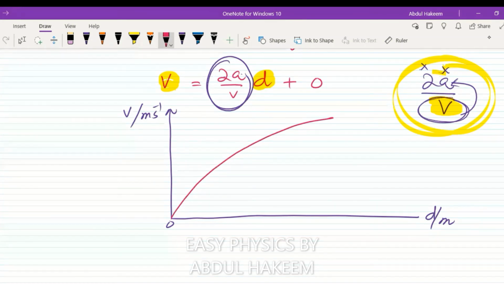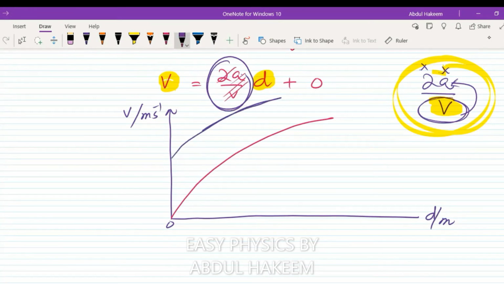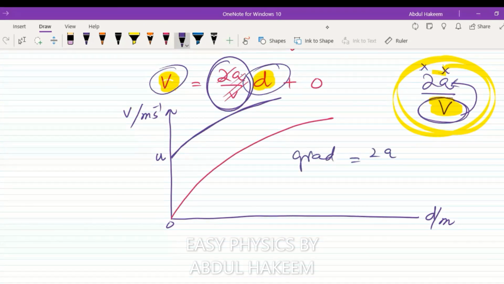So this is the line if initial speed is 0 and the graph is plotted between v and d. So this will be the gradient. It is not constant because v is increasing, the denominator is increasing. If the initial speed is not 0, then definitely the curve will start from this position. So look at the graph. This is the graph between v and d, and the gradient of each line is 2a over v, which is not constant due to the increase in speed with time.